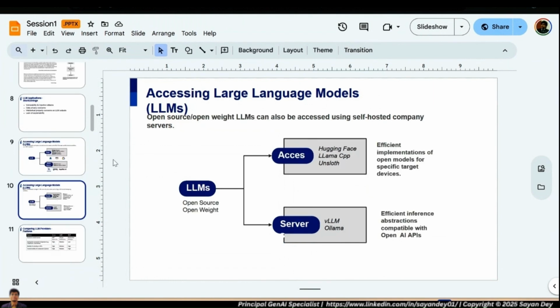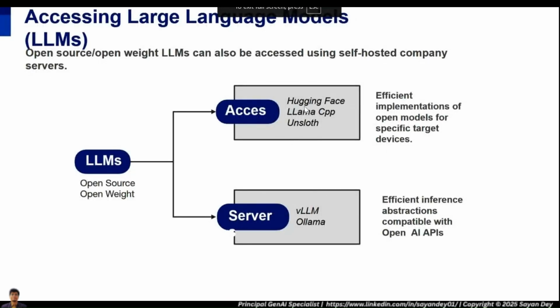So talking about the open source models, there are a couple of ways you can access them, and I will show you some of these platforms. Two very, very popular ones. One is Hugging Face and one is Ollama. I will talk about both the methods and show you a couple of demos of each one of them.